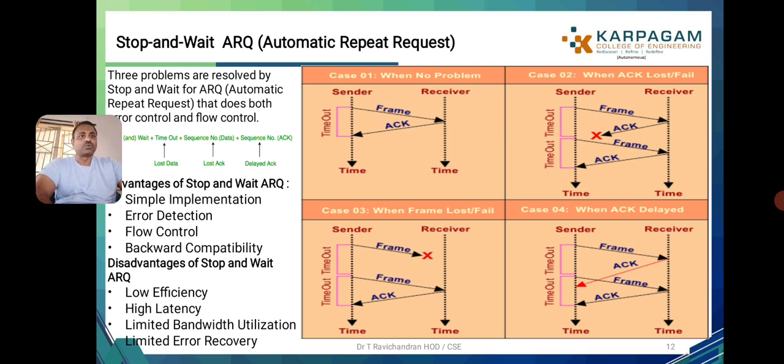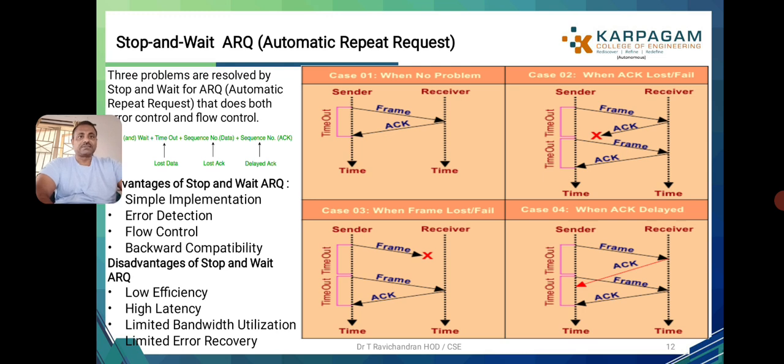Then case 2, when the acknowledgement is lost: the sender sends the frame, the receiver receives the frame, then the receiver generates the acknowledgement. The acknowledgement is lost, the sender waits for the particular time period, and the acknowledgement is not received. So the sender automatically retransmits the same frame. This is the first case.